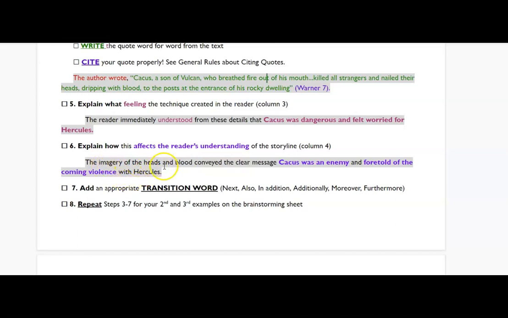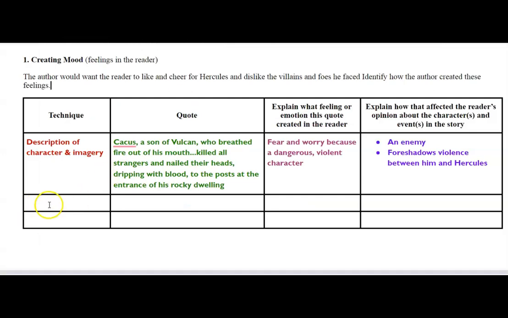The imagery of the heads and the blood conveyed the clear message. Caucus was an enemy and foretold of the coming violence with Hercules. I'm then going to add an appropriate transition word, such as next, also, in addition, additionally, moreover, furthermore. And then I'm going to repeat this for my second and third examples. I'm going to go through all of that again for my second example, all the way across my chart. And then again for my third, all the way across my chart. And that is your complete paragraph.